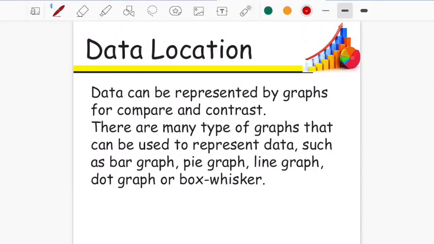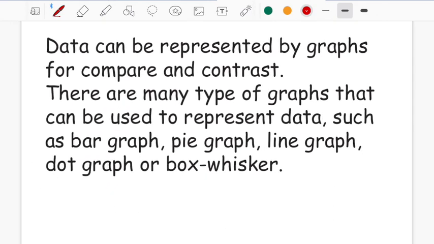All right, let's look at lecture 5. Now we are talking about data location. The name says that we are looking for the location of the data, right? So whenever you have data, you can represent the data by using graphs. For what reason? You would like to compare or contrast the data.